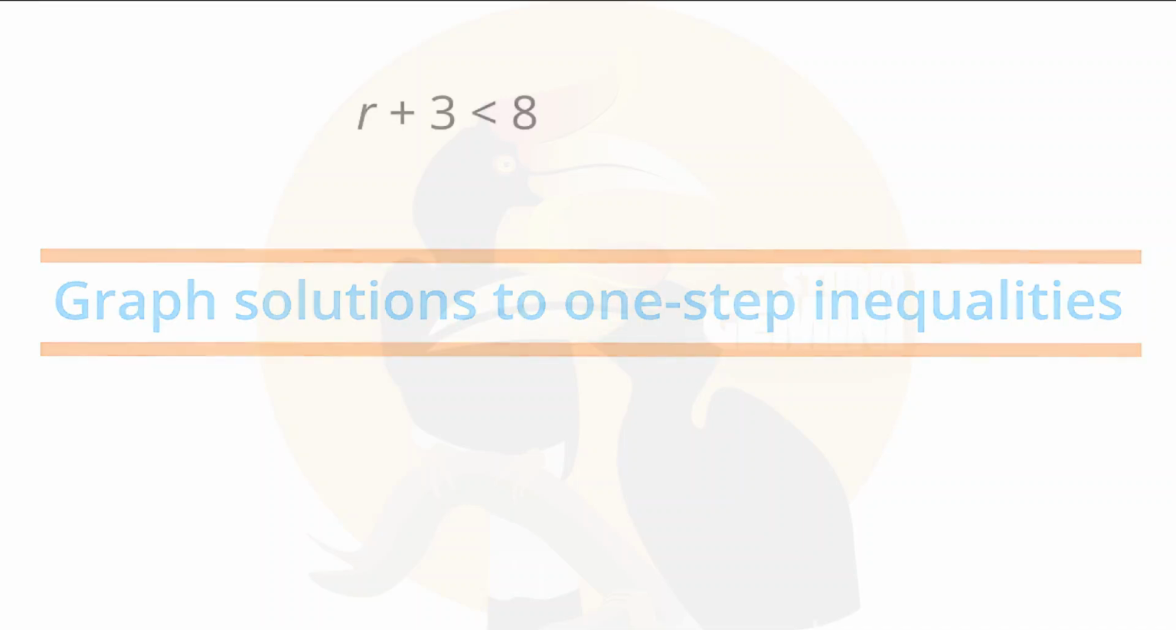For our first example, we have r plus 3 is less than 8. To solve the inequality, we want to get r by itself. On the left side, we have r plus 3. Therefore, to solve the inequality, we will have to subtract 3 from both sides. On the left side, 3 minus 3 is 0, so the 3's cancel out. We are left with the inequality r is less than 8 minus 3.